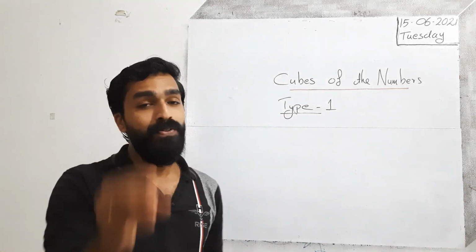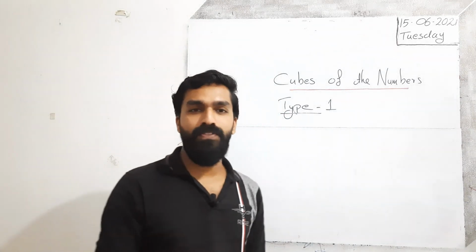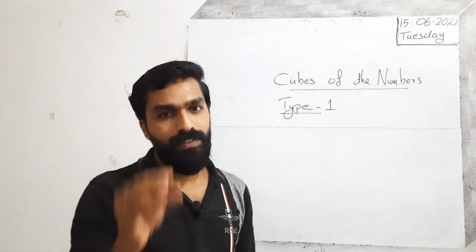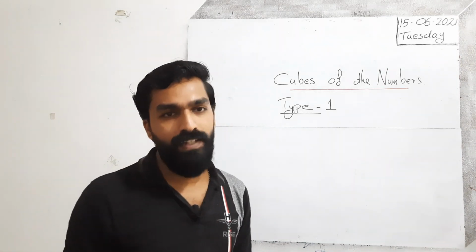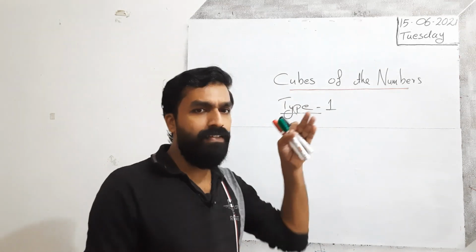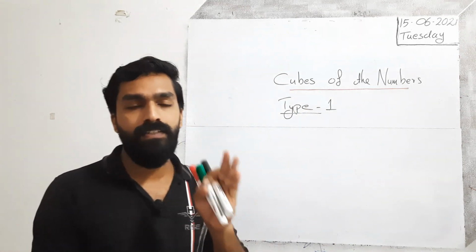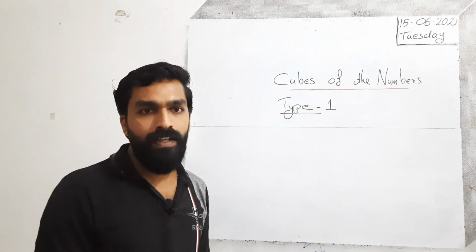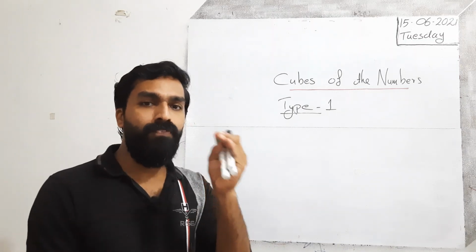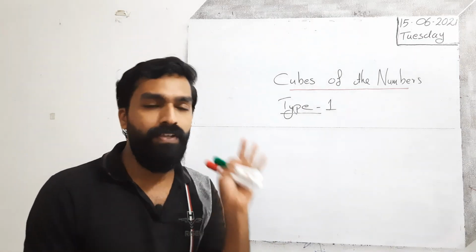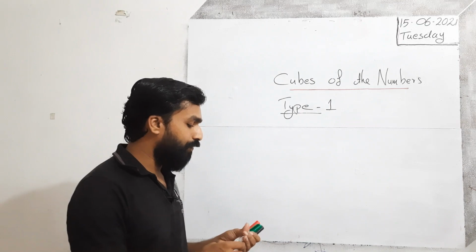Today I am going to discuss how to find the cubes of numbers very easily, a shortcut method to find the cubes of the numbers 11 to 99. In this method, a total of 4 types are there. So we can go directly to the first type of numbers.